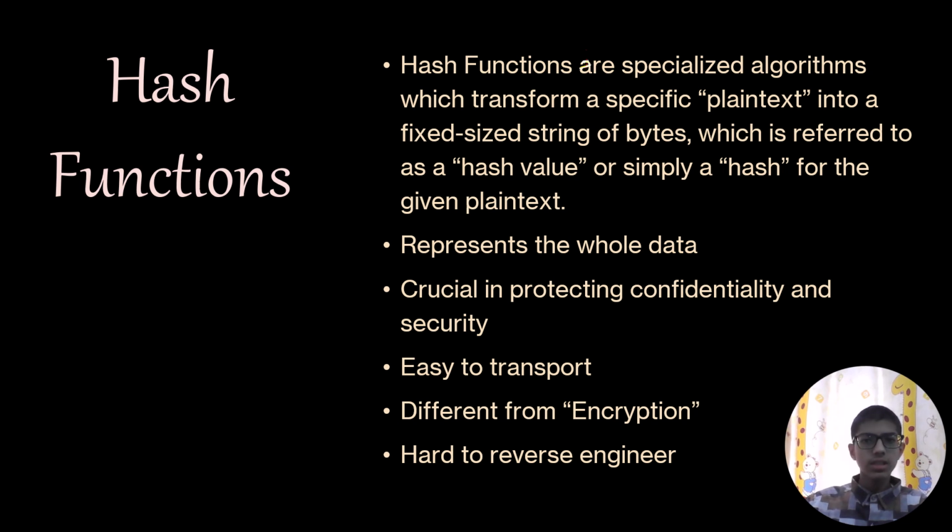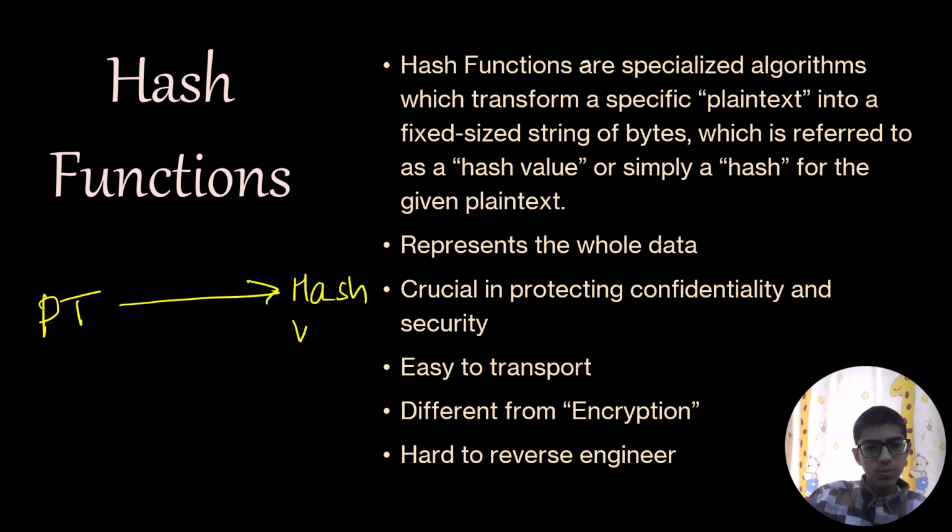So what are hash functions? Hash functions are specialized algorithms that convert a specific plain text into a hash value. The plain text can be anything. For example, you can have a PDF, a video, a 500-page novel or an entire database.